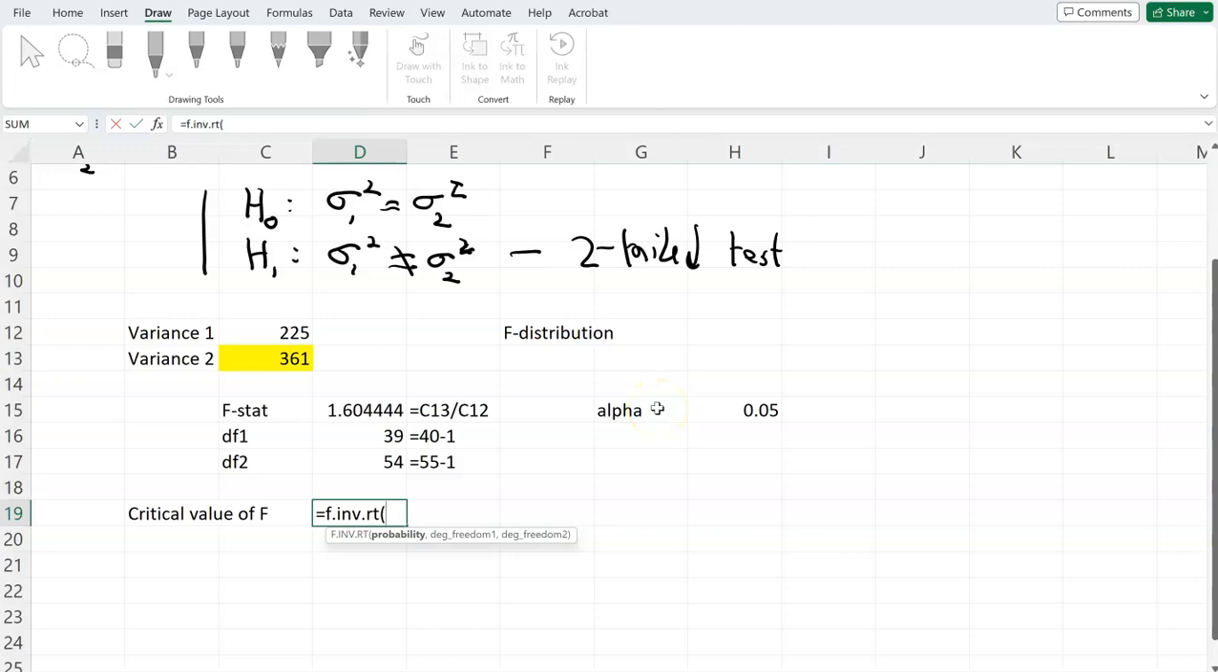And the probability, since I said it's going to be a two-tail test because we're testing whether the variances are equal or not equal, will be, again, what we have been doing with our normal distribution and T distribution whenever we have a two-tailed test: divided by 2. Degrees of freedom, the first would be the one for the numerator, and the second one is for the denominator. And I close the bracket, and my critical value of F is 1.778.